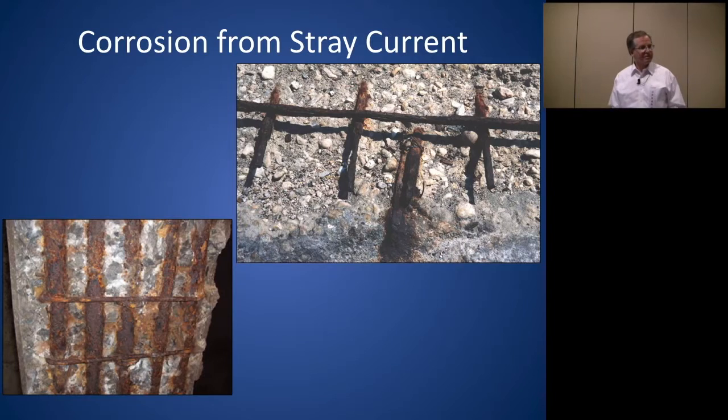Steel and concrete. The steel's a conductor. We have a lot of reinforced concrete structures around the transit system. If we don't manage the stray current properly, we can have accelerated corrosion of the reinforcing steel and spalled concrete all over the place.